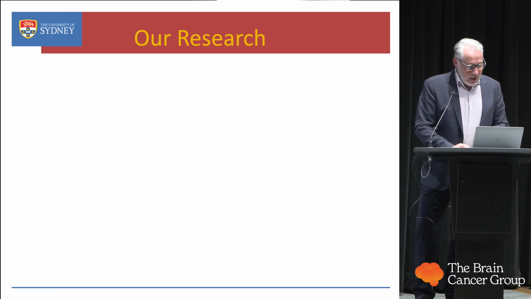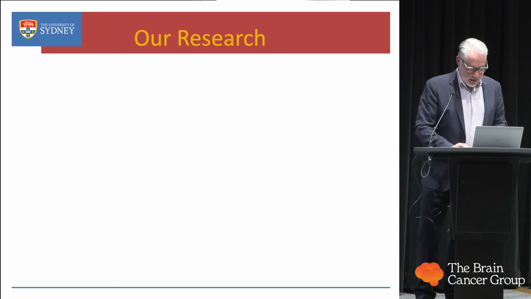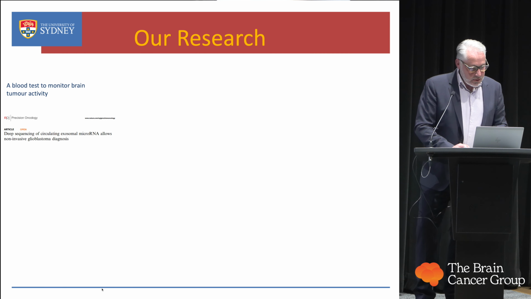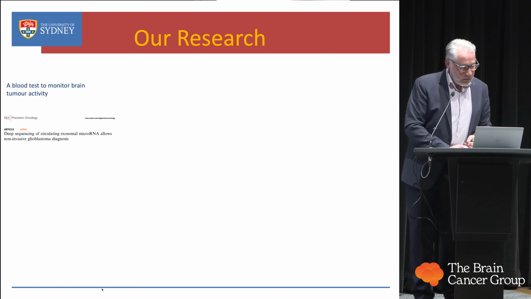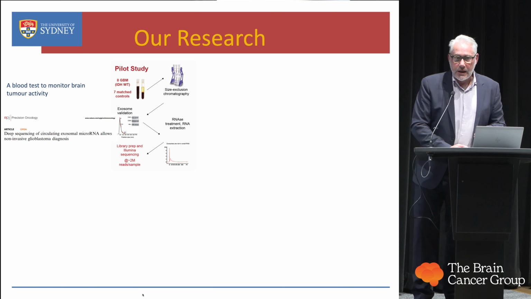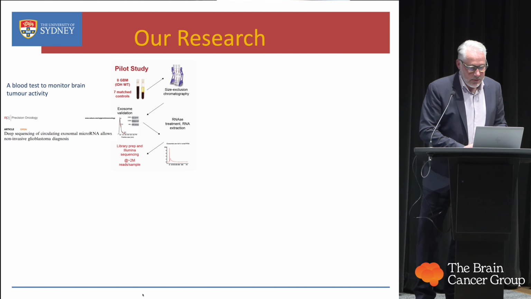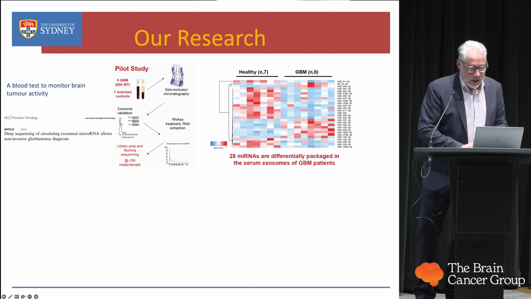So I just wanted to finish off with a little bit of our research, and some of this we're collaborating on with the Brain Cancer Group, which is fantastic, and as I said, they're very collaborative. One piece of research is a blood test we're developing to monitor brain tumour activity, assessing little circulating particles in the blood called exosomes, and this is from an original proof of principle paper, and this is a heat map.